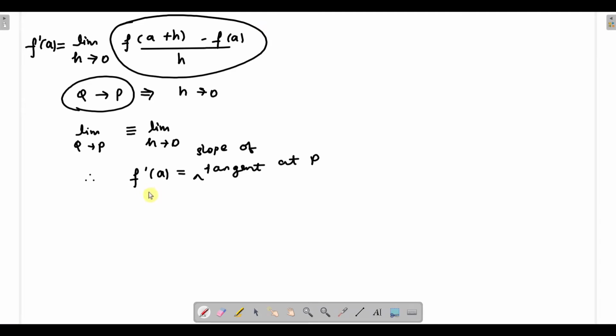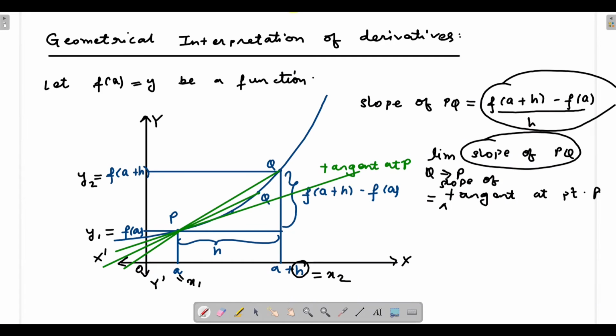So what is the geometrical interpretation? The derivative of f at a point a is nothing but the slope of the tangent at the point p. This point p is nothing but a comma f of a on the graph. So f prime of a, the derivative of f, is nothing but the slope of the tangent at the point p, which is a comma f of a. So the important thing is that a is here and a comma f of a is there, right? So that is the derivative.